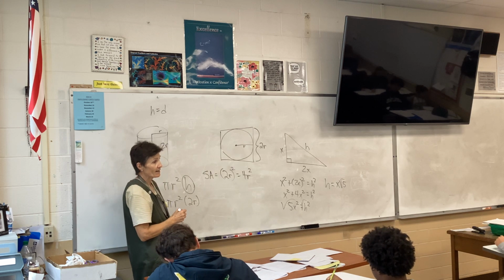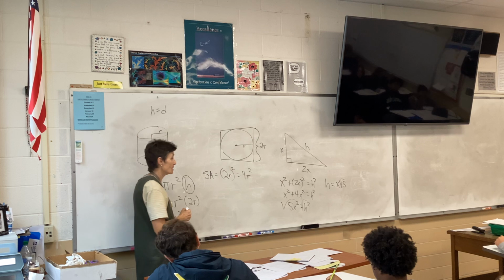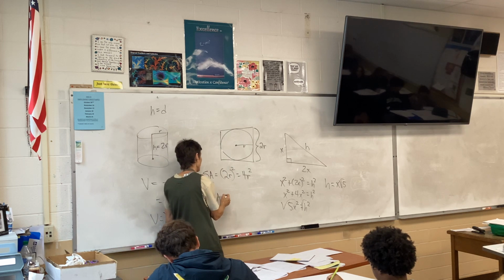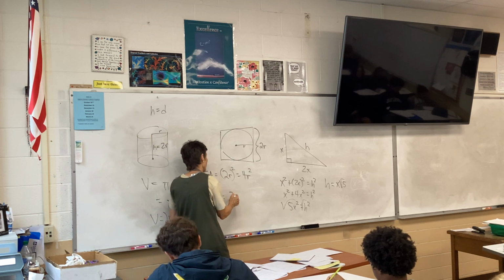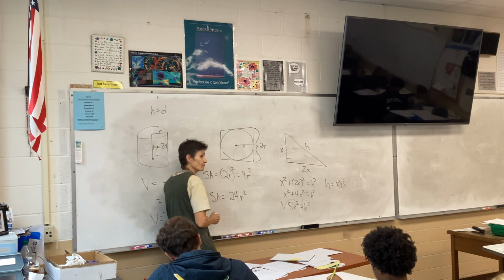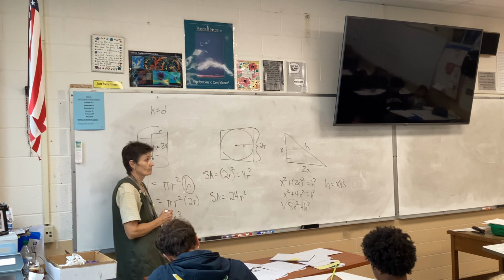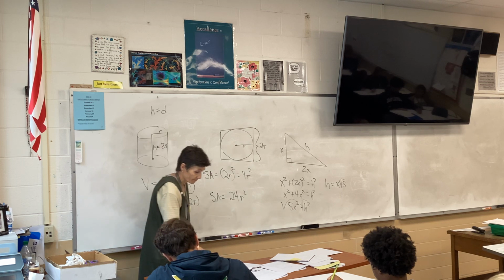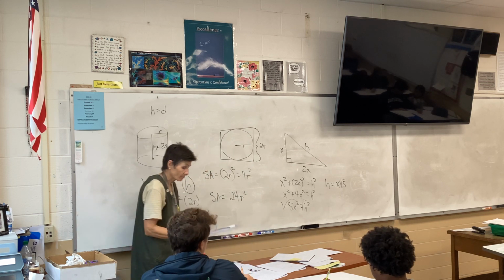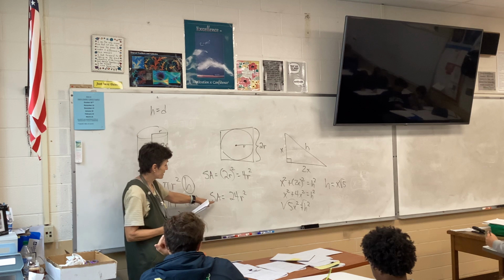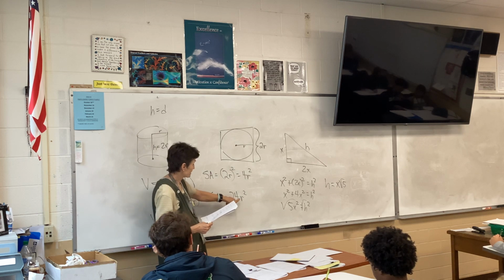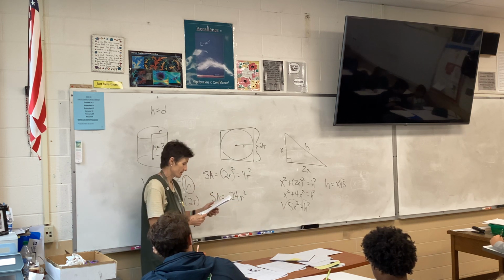How many faces does a cube have? 6. So the surface area of the whole cube would be 24R squared. Done. Easy. That's the surface area of the cube as a function of the radius.